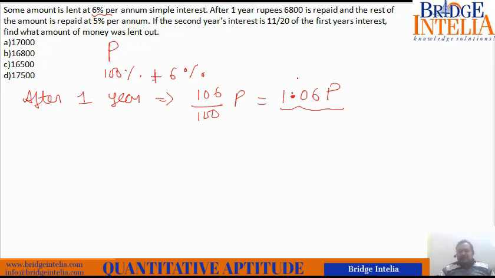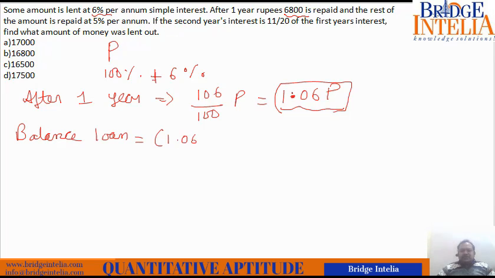But you could not pay the full amount. So you paid only 6,800. Had you paid this much, the loan would have been over. But you could not repay the total amount. So you paid only 6,800. So you can say the balance amount, the balance loan, was equal to how much?